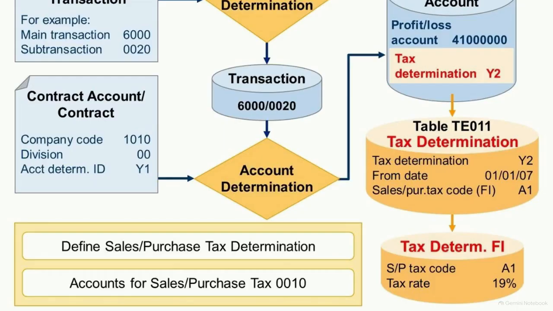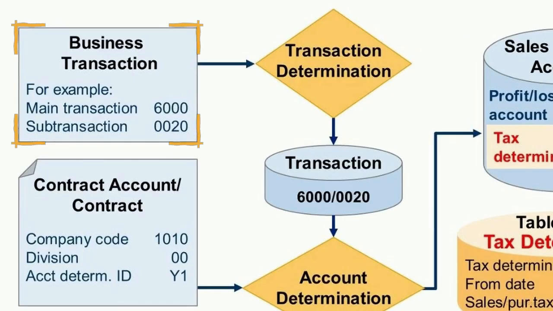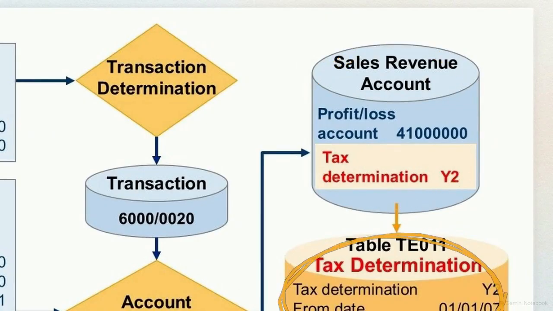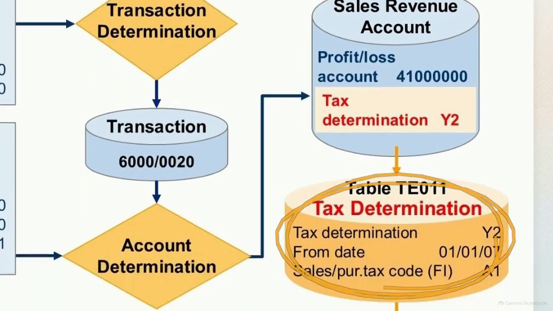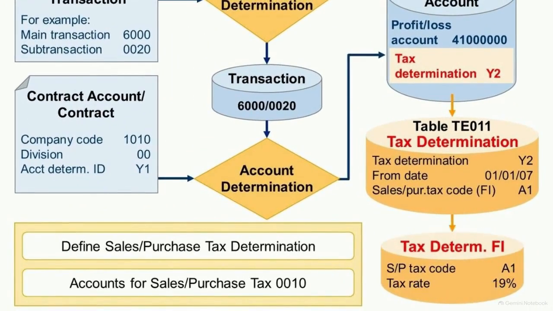Let's review the completed end-to-end data pipeline. Step 1. The main and sub-transactions combine with the master data to query account determination. Step 2. The revenue account is found, yielding the internal FICA tax determination code. Step 3. Table TE011 filters that code by date to produce a valid FI tax code. Step 4. Posting area 0010 maps that FI tax code to the final general ledger account and its corresponding percentage rate. This unbroken sequence proves definitively that every tax posting is the direct descendant of a revenue posting.